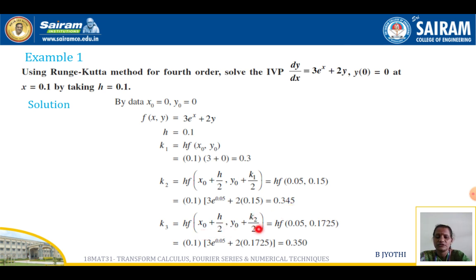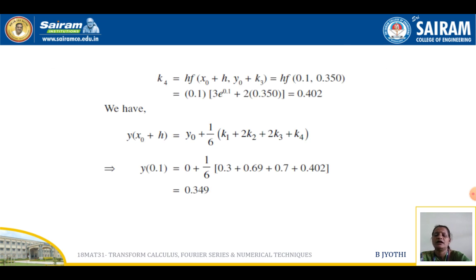Similarly, K3 is obtained by using this formula. We get it as 0.350 and K4 is given by 0.402 by using this formula. Finally, after getting all the values of K1, K2, K3 and K4, we substitute in this formula y of x naught plus h equals y naught plus 1 by 6 k1 plus 2k2 plus 2k3 plus k4. After substitution, we get y of 0.1 as 0.349.